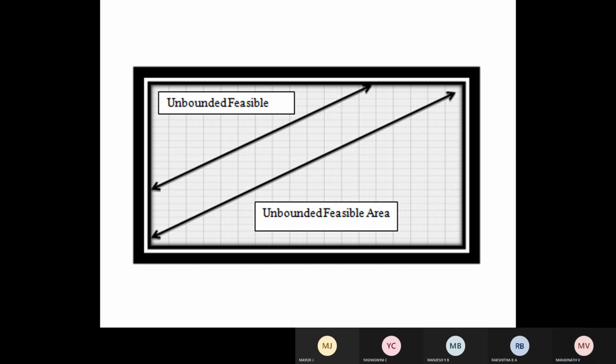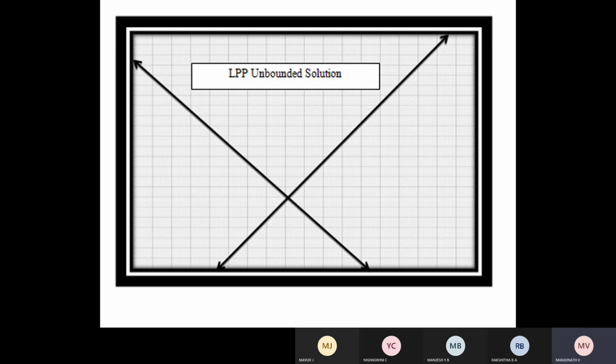Next, this is LPP Unbounded. Take this graph also. You have to copy this graph and also this graph. Look at this: AB is increasing and CD is decreasing, and it goes on infinitely. It is LPP Unbounded. There is no common area, and you'll get only one point. It is not called infeasibility. It is called LPP unbounded solution. Write down this graph also.